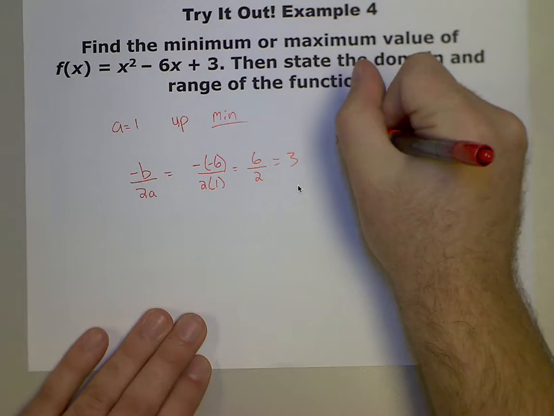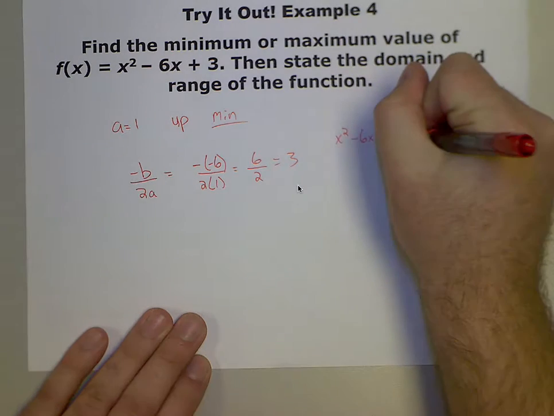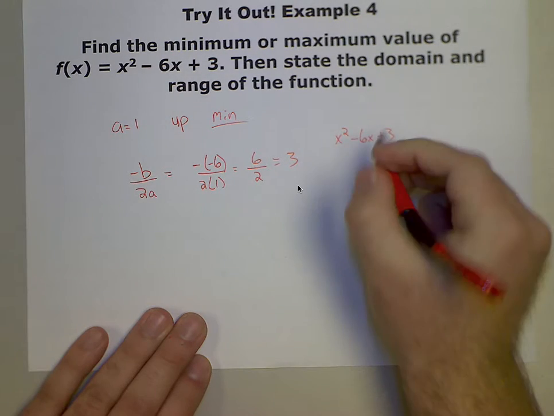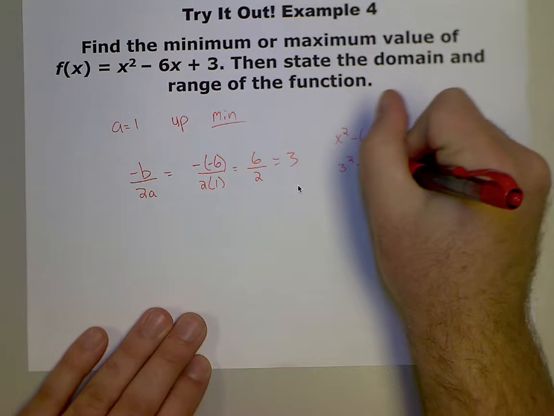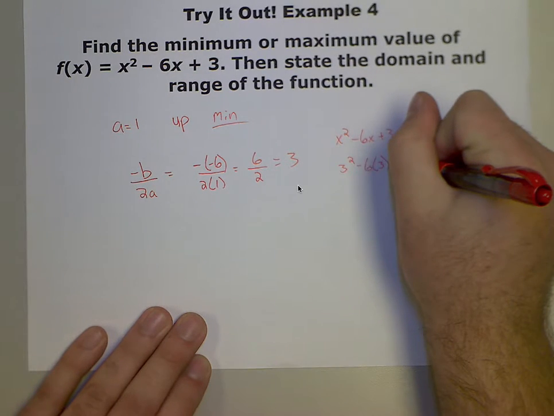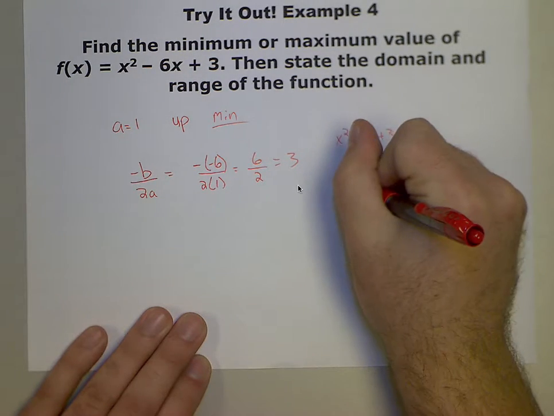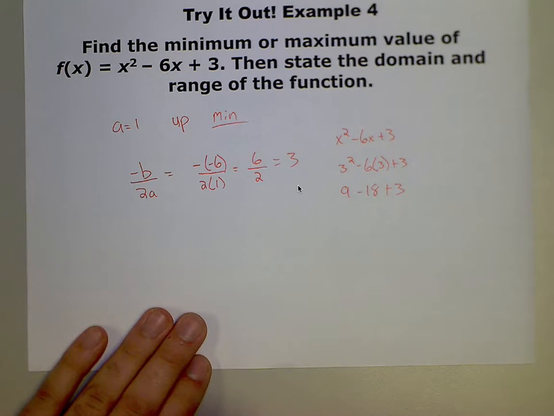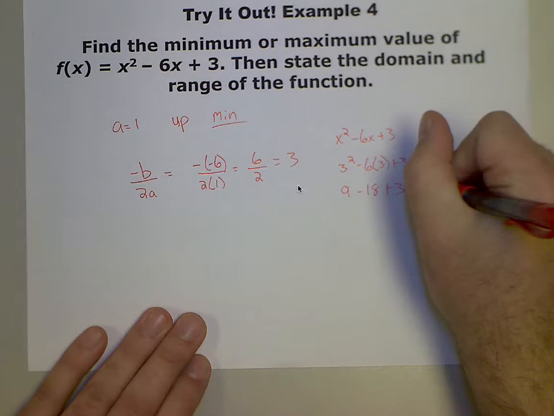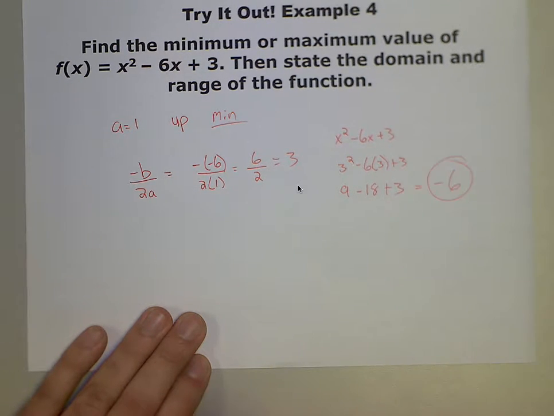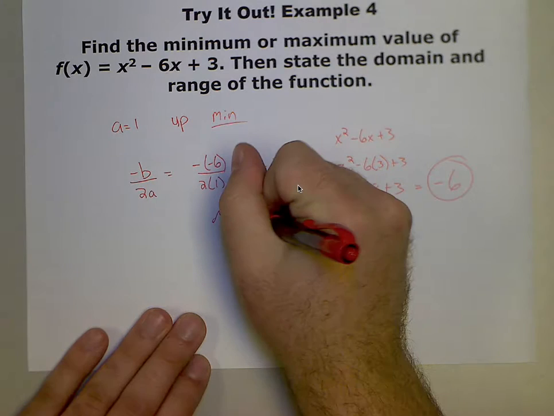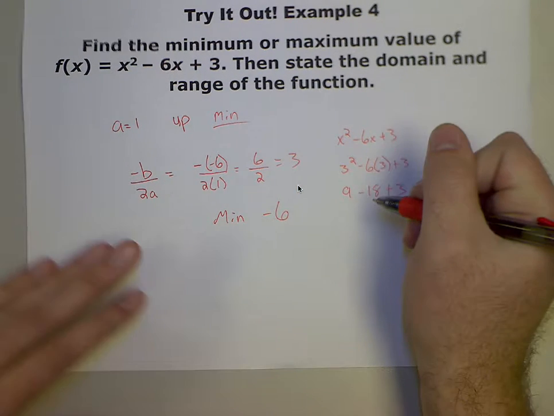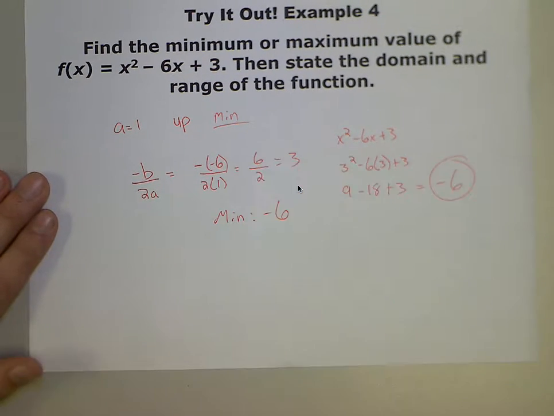I can plug that into x squared minus 6x plus 3. I'll plug the 3 value in for x. That gives me 3 squared minus 6 times 3 plus 3. That's going to give me 9 minus 18 plus 3. 9 minus 18 would give me negative 9, plus 3 is going to end up giving me negative 6. So my minimum value here is negative 6. That's as small as my y's are ever going to be.